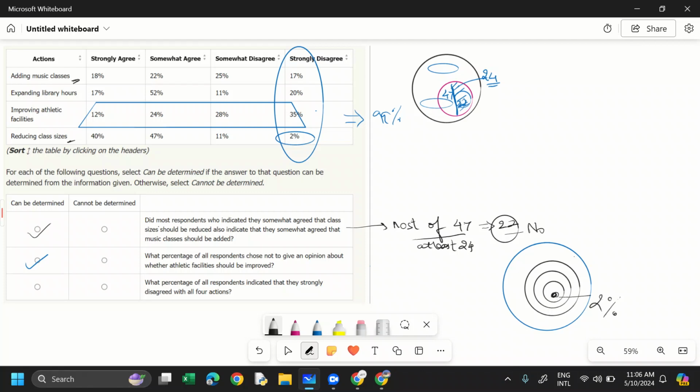But it could just be the case that this 2% lies elsewhere. In that case, what is the overlap? It is 0%. So the answer to this question could vary from 0% to 2%. Hence, we cannot determine this answer.